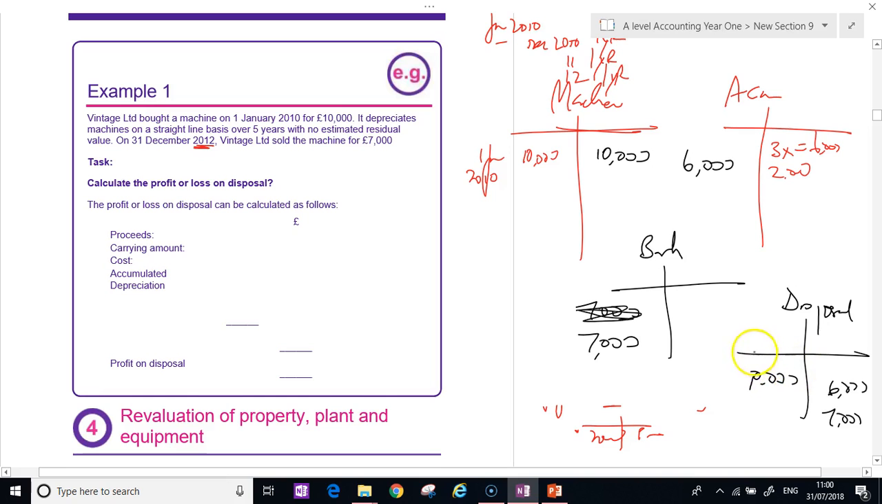So just thinking about it, it is currently worth 4, right? According to yourself, because you depreciated it by 6. The cost is 10. So it's currently worth 4, and you're selling it for 7. So you've made a profit of 3. So in your head, you know what your profit should look like. But the double entry requires us to do this whole disposal process.